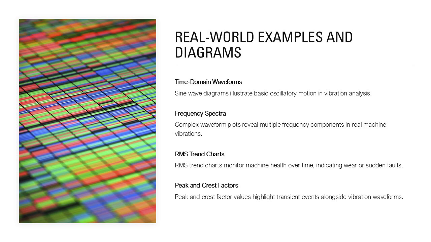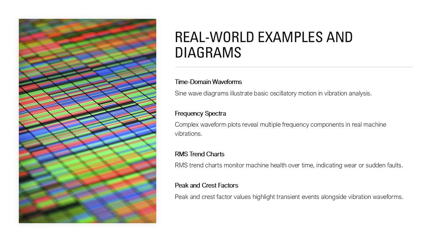For example, a sine wave diagram illustrates basic oscillatory motion, while a complex waveform plot shows real machine vibrations with multiple frequency components. RMS trend charts help monitor machine health over time, indicating gradual wear or sudden faults. Peak and crest factor values can be displayed alongside waveforms to highlight transient events. Engineers use these visual tools to communicate findings effectively and make informed decisions.